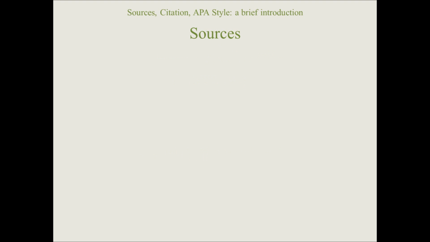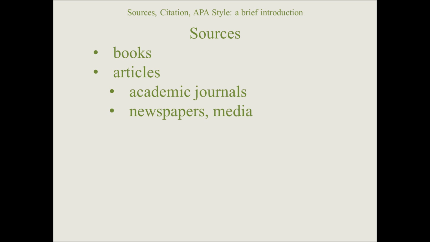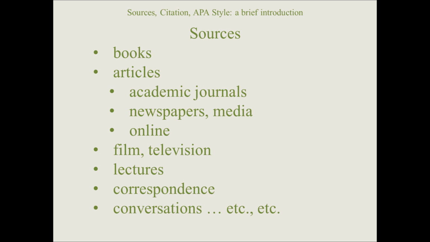Whenever you do research, you use sources of information to explore the question you have posed, to investigate the issue you have chosen. Things about the topic you are writing on can be found in books, in articles, whether in academic journals, in newspapers or the media, or published online, in film and television, lectures, emails, just talking to someone. You can get information about anything from just about anywhere. These are your sources. Now, what makes one source better or more reliable than another is an extremely important question, but let's leave that aside for this video.